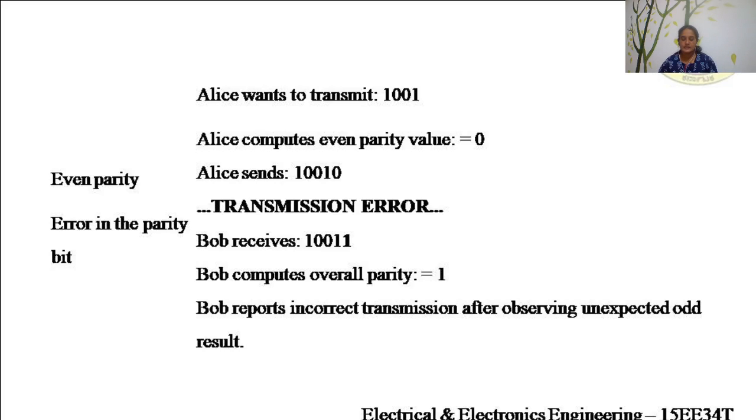If Alice sends the data as 10010 and the parity bit gets changed during the transmission, Bob receives it as 10011. He calculates the parity. He sees that it has odd parity, hence reports that the received data is wrong.